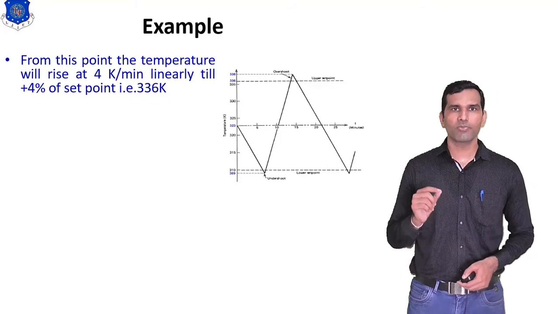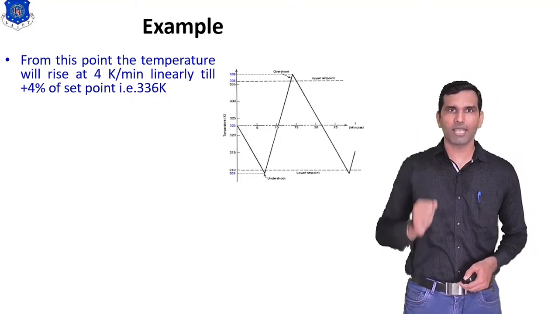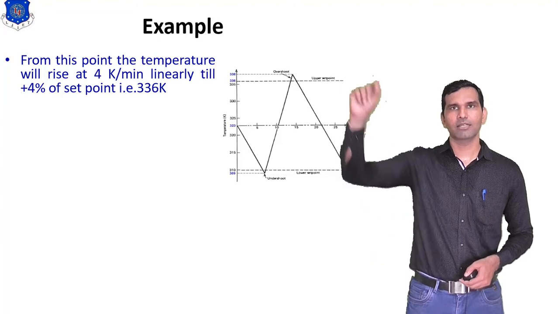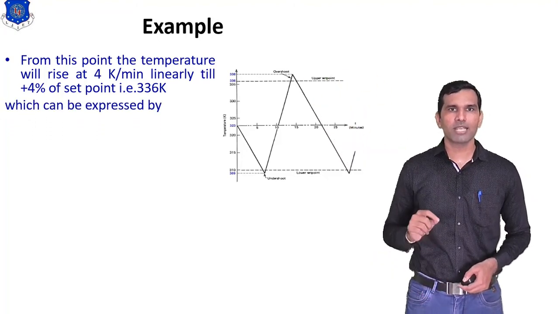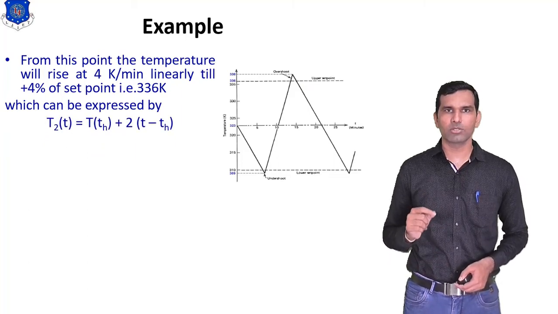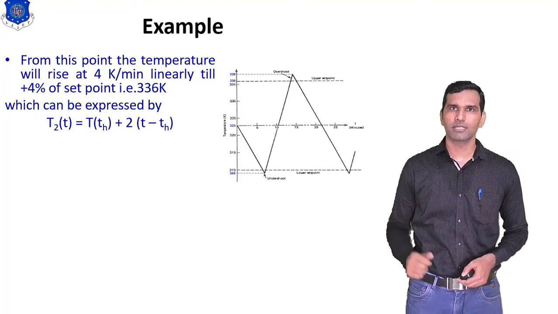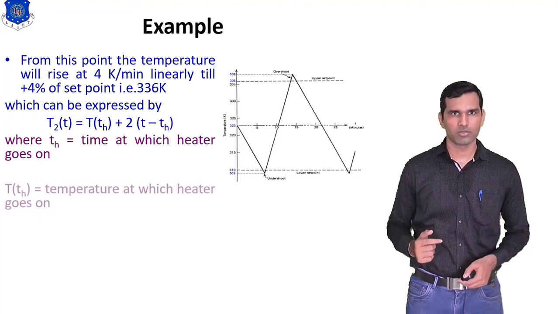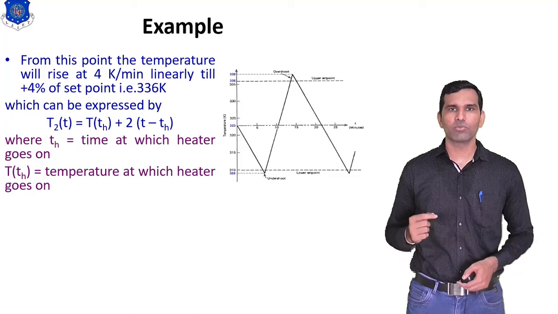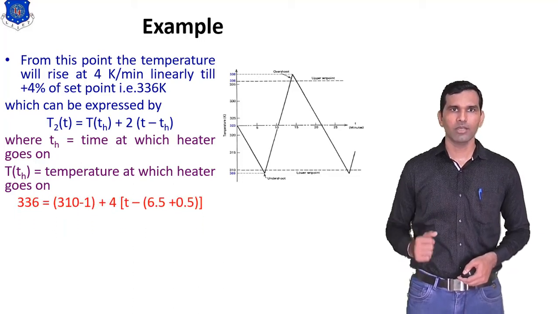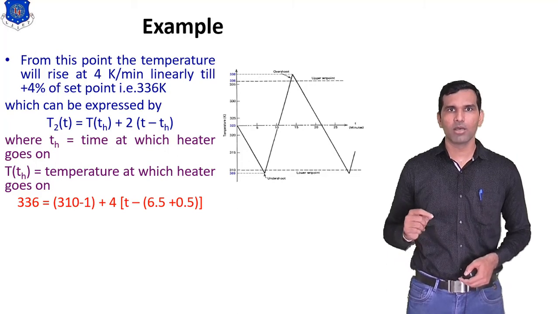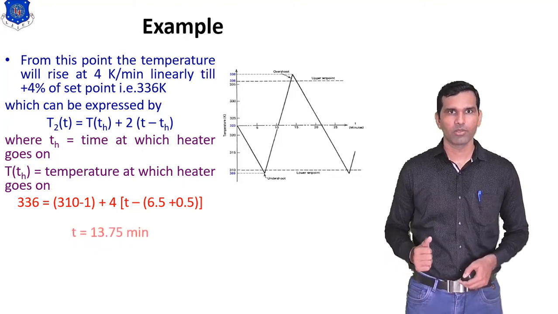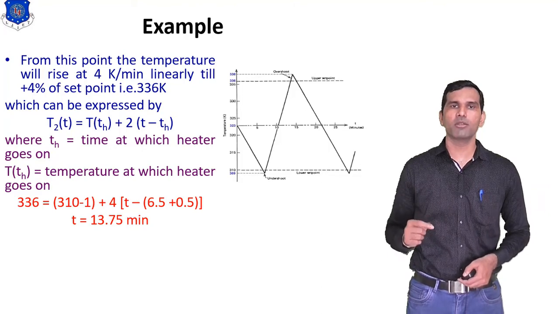Now, from this point, the temperature will rise at 4 Kelvin per minute linearly till 4% above set point, that means 336 Kelvin, which can be expressed by T2(t) is equal to Tth plus 4(t minus th), where th is the time at which the heater goes on. Tth is the temperature at which the heater goes on. 336 is equal to 310 minus 1 plus 4(t minus 6.5 plus 0.5). So we get t is equal to 13.75 minutes.